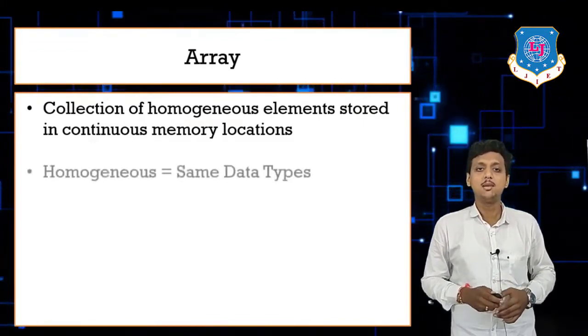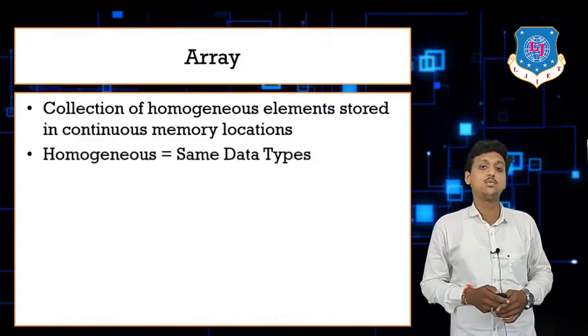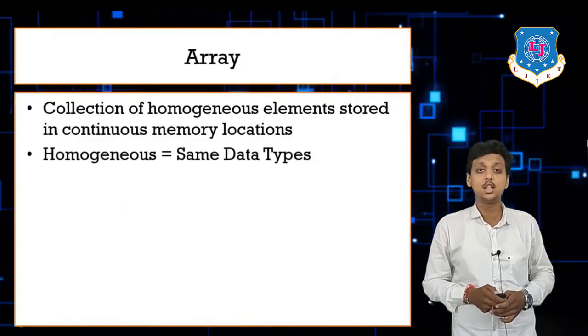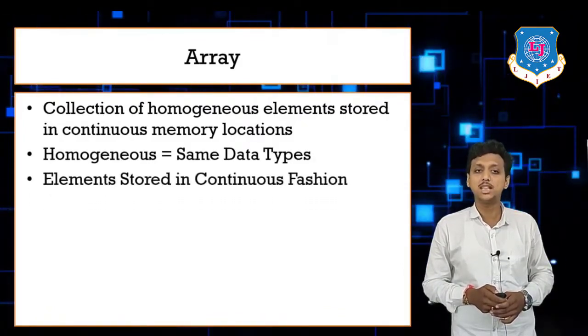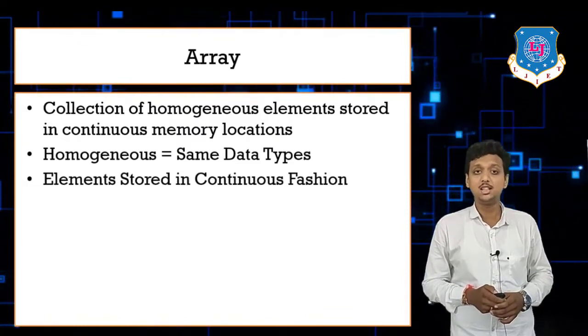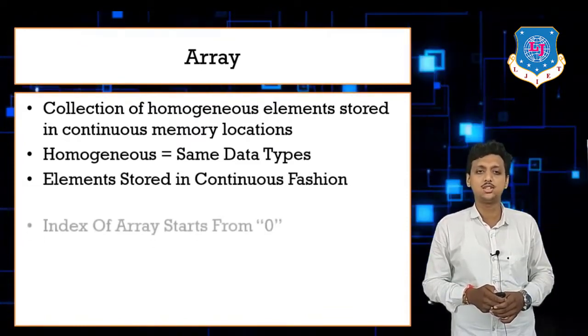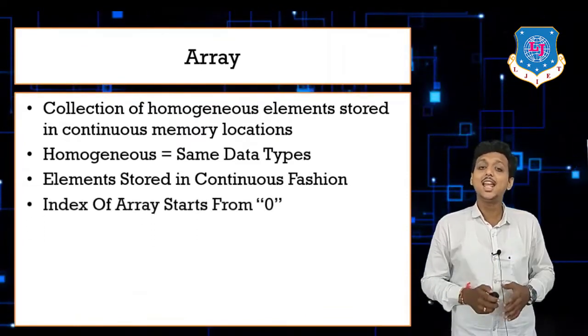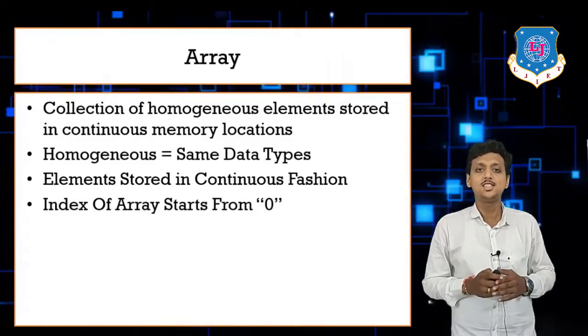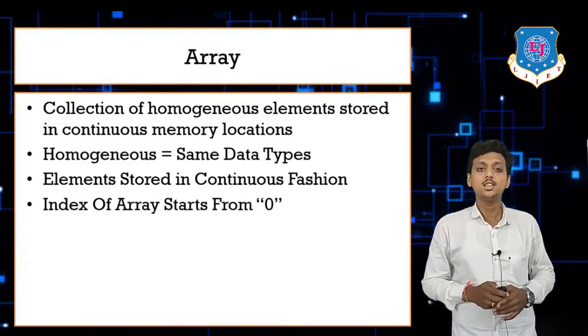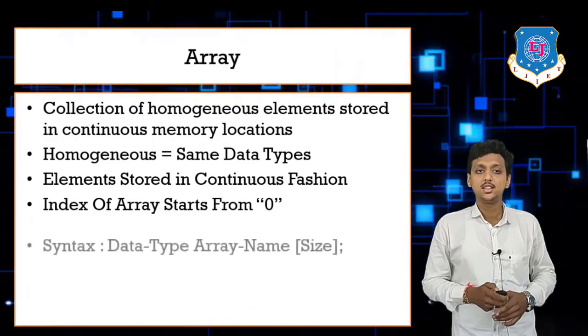Here I am showing you one example. Sir, what do you mean by homogeneous? Homogeneous means, students, the same type, and the elements here are stored in a continuous fashion. Here in an array, the index starts from 0. Make sure. Then let's go ahead.